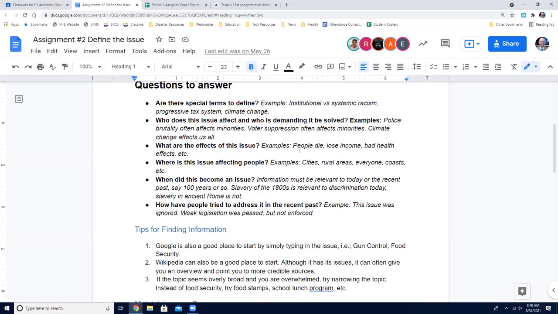What are the effects of this issue? So for instance, if we're talking about COVID, it is, you know, people dying, long COVID, it's spreading, etc. So what are the effects? Specifically, who's being affected? You know, cities, rural areas, etc.